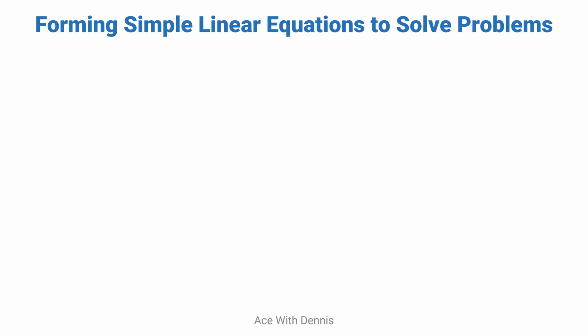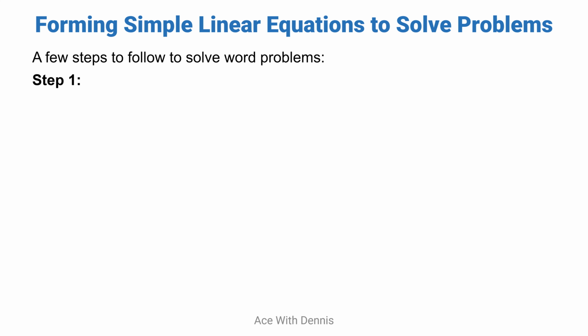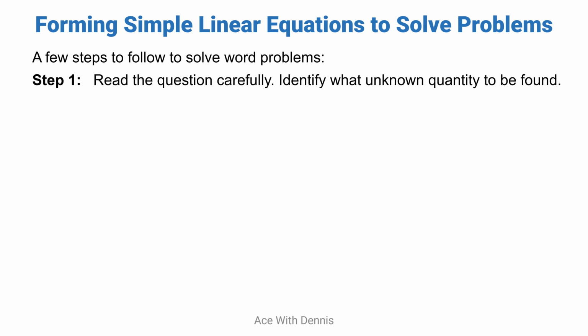Now, let's discuss forming simple linear equations to solve word problems. Here are a few steps that you can use to solve word problems. Step number 1. Read the question carefully. Identify what unknown quantity is to be found. Alright, so it's very important. The very first step you have to do is read and understand the question carefully first.